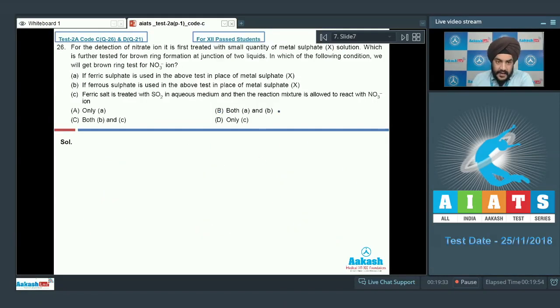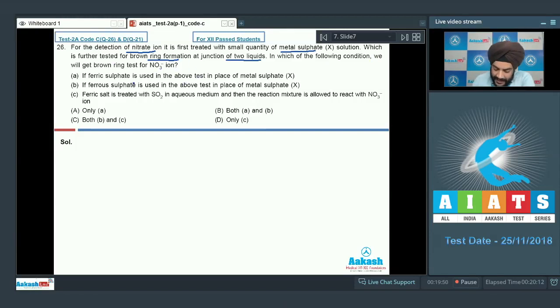Question number 26. For the detection of nitrate ion, it is first treated with small quantity of metal sulfate solution, which is further tested for brown ring formation at the junction of two liquids. In which of the following condition we will get the brown ring test for NO3 minus ion?